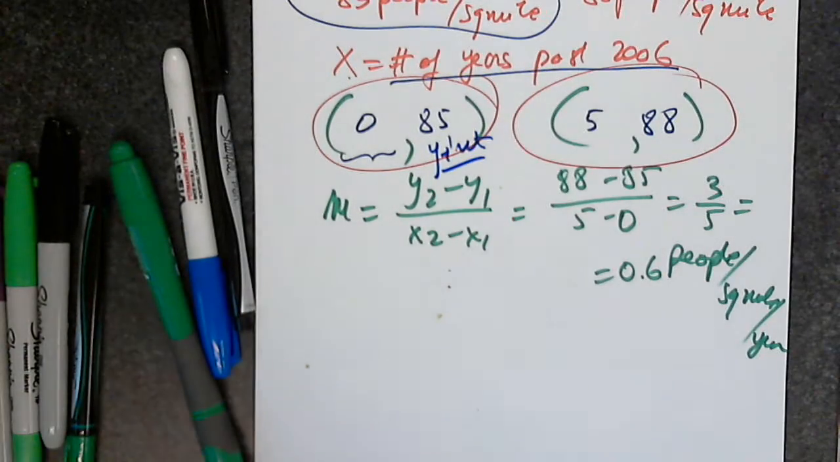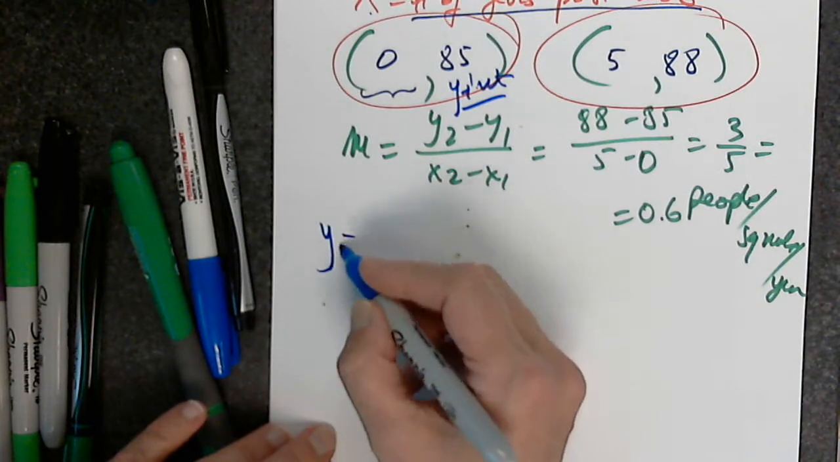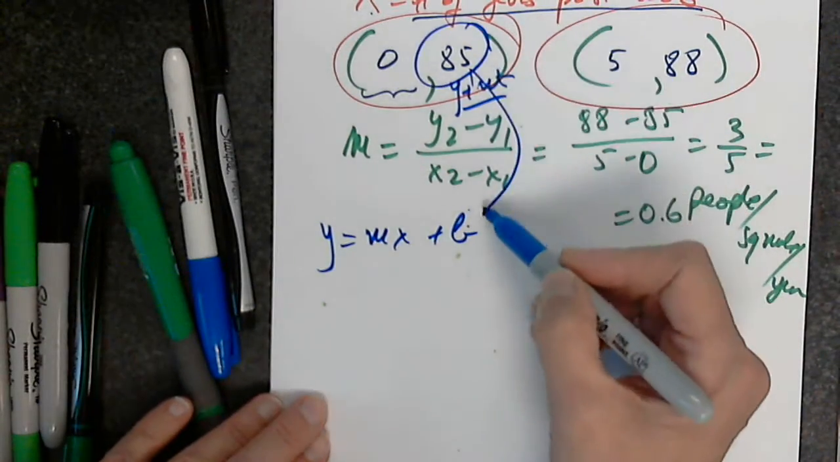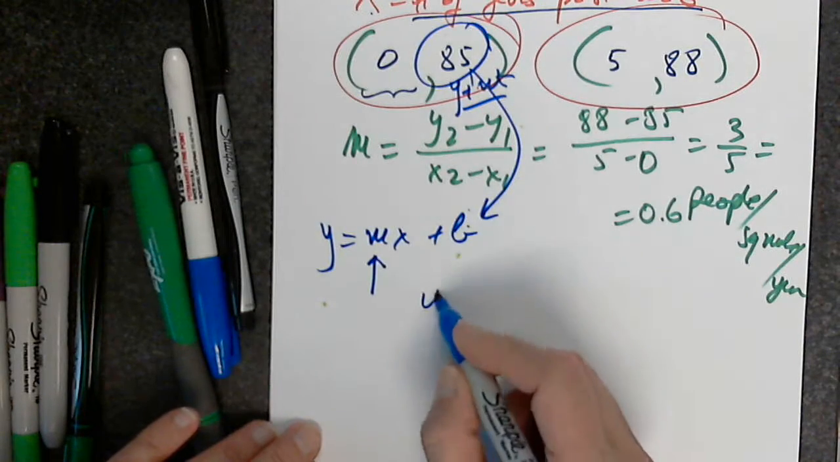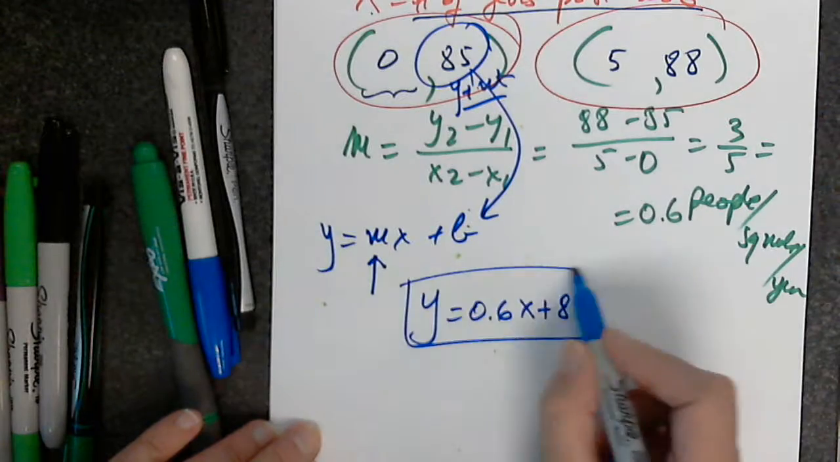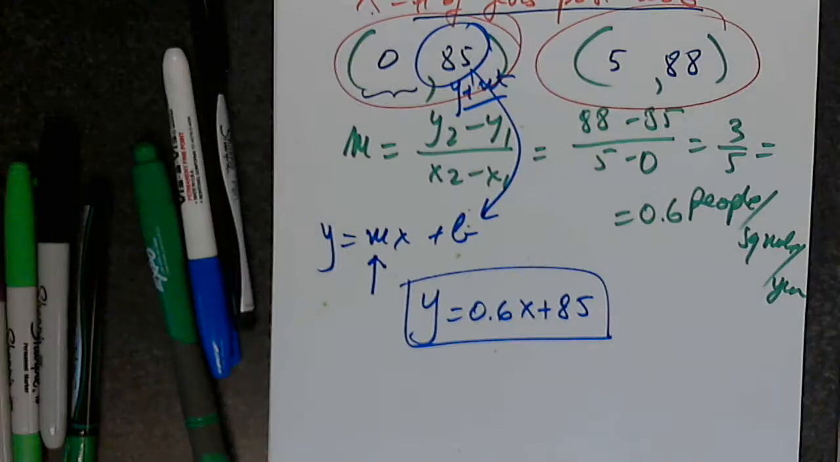Every time I have x equals 0, comma, a number is the y-intercept, which makes me think of y equals mx plus b, because I have b. b is 85. And the slope is 0.6. So the equation is 0.6x plus 85. I didn't have to go through y minus y1 and so on and so forth because I was given the y-intercept.